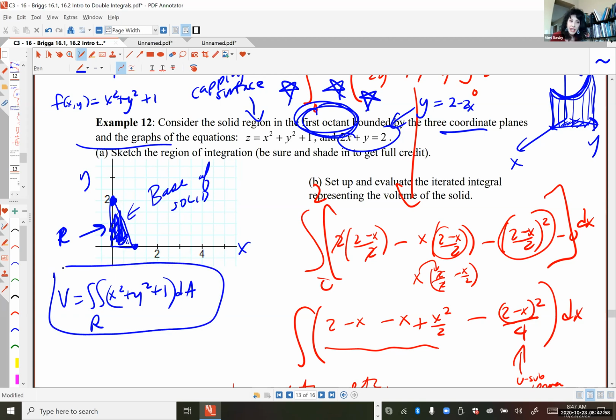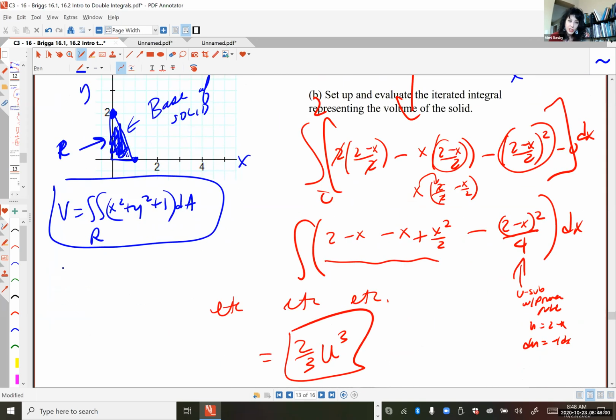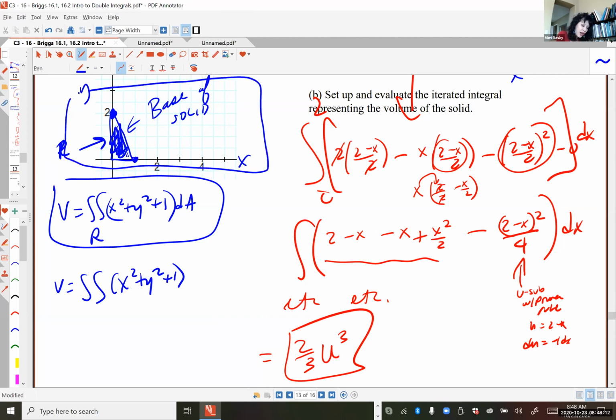Now, we can't evaluate this integral yet because it's sort of in generic form. We have to iterate the double integral. Iterate. What does that mean? That means put the limits on there and don't guess. Well, how do you do that? You look at the sketch of your region of integration, in this case, to help you iterate the double integral.